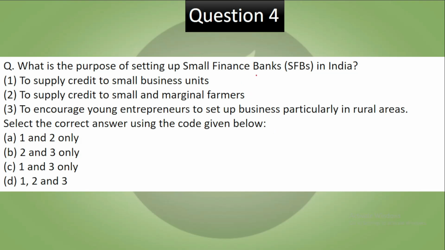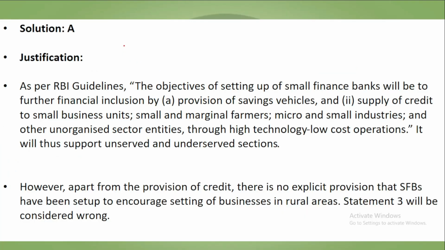So the main aim of these small finance banks is, both statements are correct, but it has nothing to do with the young entrepreneurs and all. However, apart from the provision of the credit, there is no explicit provision that the SFBs have been set up to encourage the setting up of businesses in the rural areas. So third is wrong, and these two statements above were correct as per the RBI guideline. The objective of setting up small finance banks will be further financial inclusion by provision of saving vehicles, supply of credit to small businesses, small farmers, micro MSMEs को देना. So these are basically the aim.